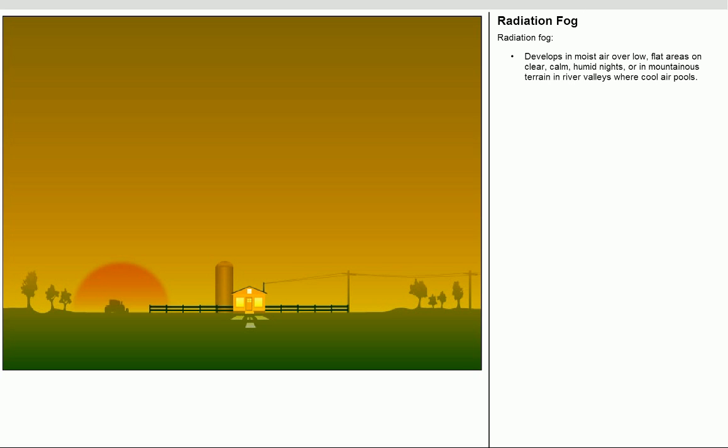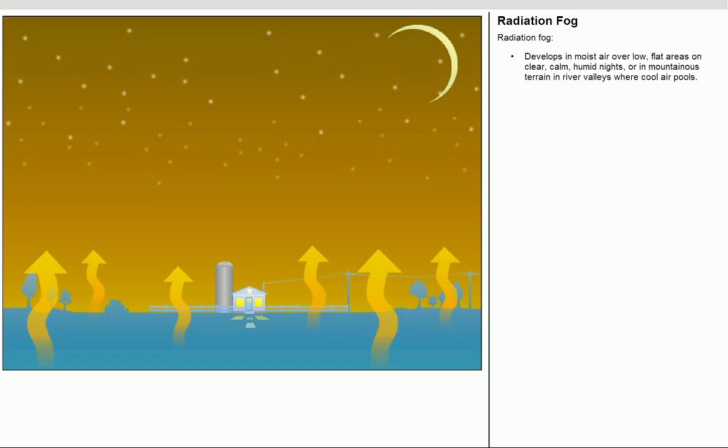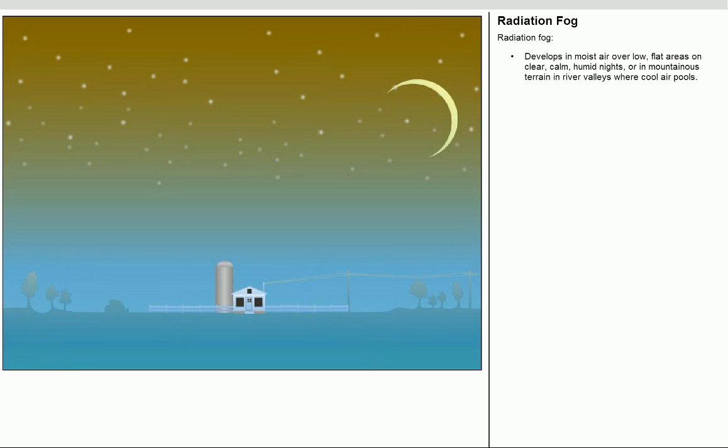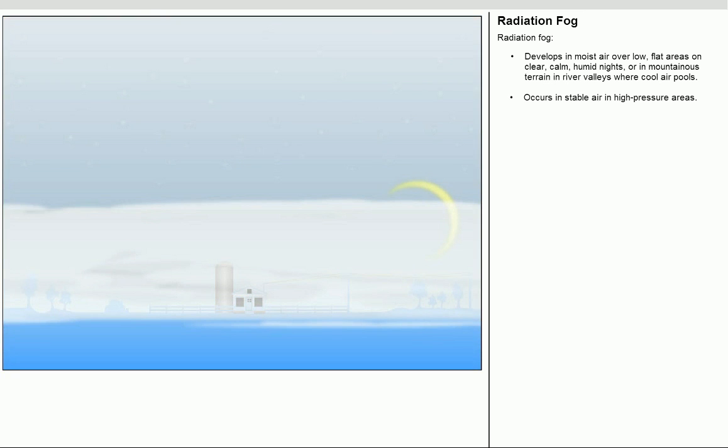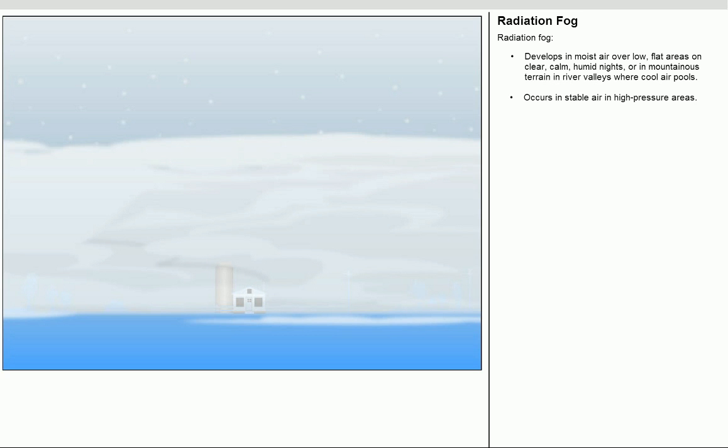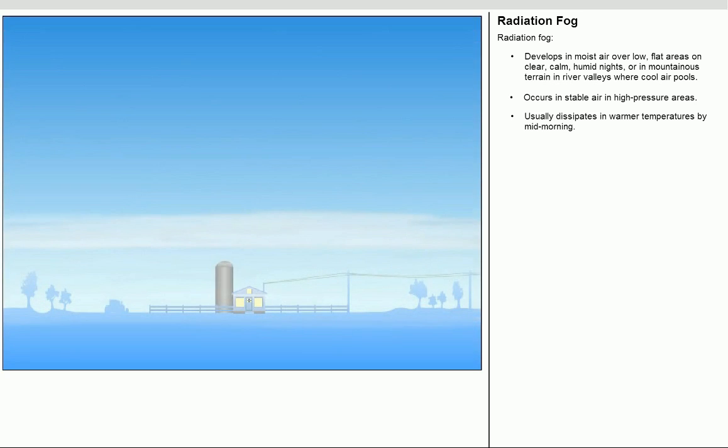When low ground temperature cools the air to its dew point, the result is a type of fog called radiation fog. Radiation fog develops in moist air over low-lying, relatively flat areas on clear, calm, humid nights. It can also form in mountainous terrain in river valleys where cool air pools and moisture is abundant. At night, the ground releases heat accumulated during the day until the ground temperature is lower than the temperature of the air above it. Gradually, the ground cools the air above it. If the air cools to its dew point, fog can form.